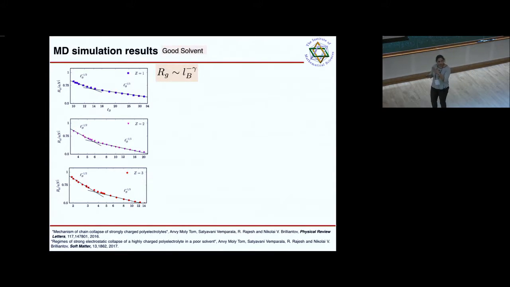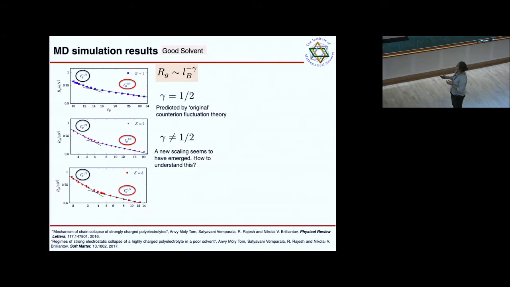I'm not showing the poor solvent, but we have poor solvent results as well. What we see is that as a function of the charge density, your Rg has an n to the 1/3 there, and your Rg scales as Lb to the power of -1/2, which is predicted by the counterion fluctuation theory for all the counterions. But we also seem to get a new regime, which is not 1/2, which is 1/5. This is not predicted by any of the three theories. Counterion fluctuation also doesn't have this.